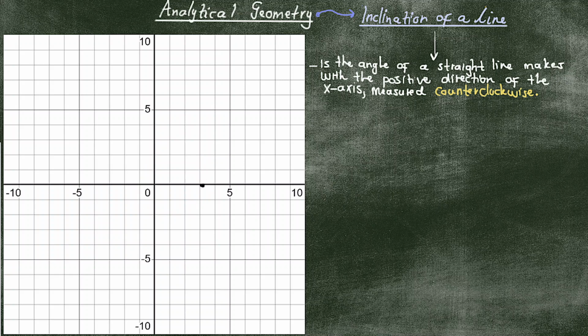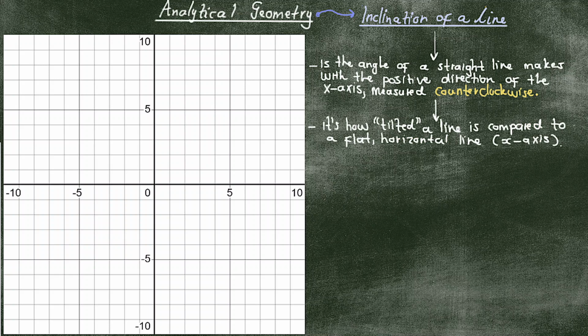So I'm just trying to address the statement, the positive direction of the x-axis measured counterclockwise, right? So the angle of inclination is the angle that the straight line makes with the positive direction of the x-axis, meaning that sithatha an angle, we measure counterclockwise. All right. So in simpler terms, it's how tilted a line is compared to a flat horizontal line, in brackets, quote unquote, the x-axis, right?